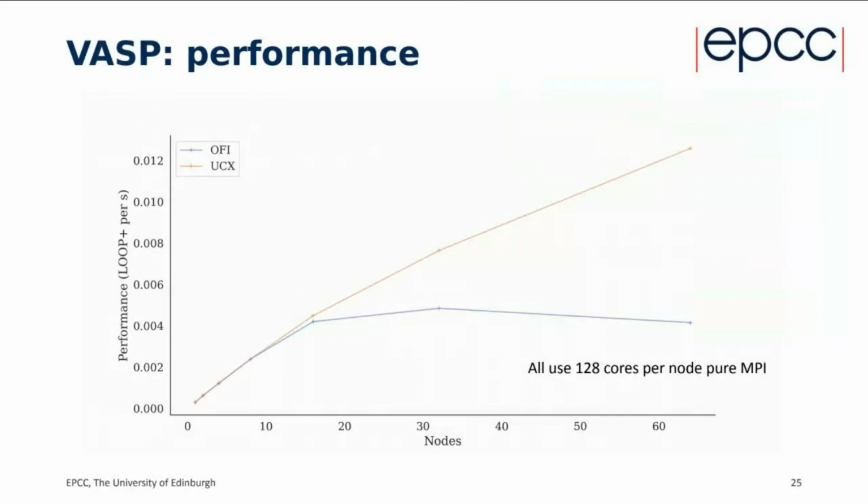And finally, we're going to have a look at VASP performance, and this is similar to the CP2K story a bit. It's pure MPI, no threading. Again, we're using all 128 cores per node for MPI processes, and you can see the UCX version of this benchmark scales much better than the OFI version.